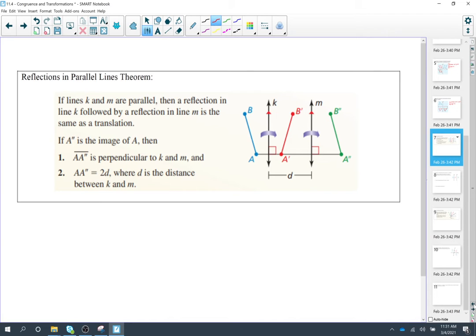Reflections in parallel lines theorem. If K and M are parallel lines, then a reflection in the line K followed by a reflection in the line M is the same as a translation.